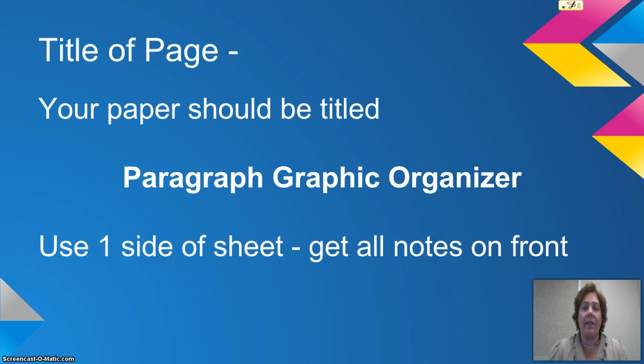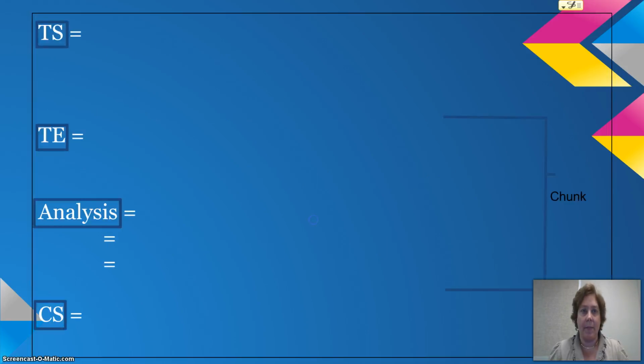Also, don't forget that this is going to be just one side of the sheet. This is not a front and back, just the one side, so you've got to make sure you leave room for your notes and for your drawings. This is the example of what should be on your sheet, minus the title. So please make sure you've got your title on from the last slide, and you should have TS in a box with an equal sign. You should have the TE with an equal sign, analysis and 3 equal signs, the CS with an equal sign, and then don't forget the bracket on the right hand side that says chunk. Make sure all that is in the right place on your paper.